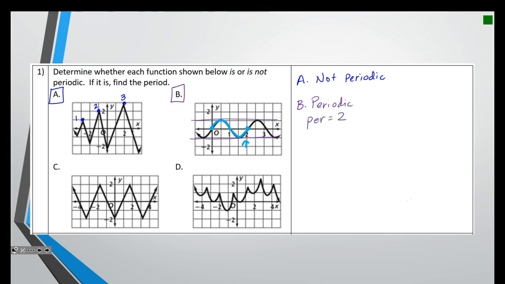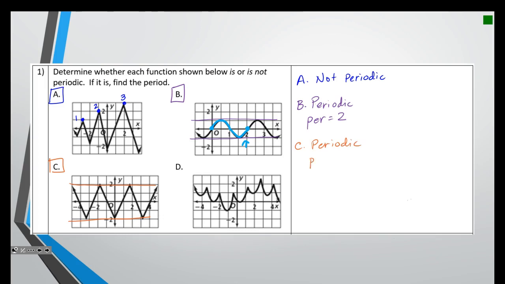All right, let's talk about C. The graph for C is periodic, and I can see it for the same reasons as B. Even though it doesn't look like one of our sine or cosine graphs, I can see that if I drew a barrier on the top and a barrier on the bottom, that graph is constantly coming back to the same y values in a predictable pattern. So I'm going to say that C is periodic.